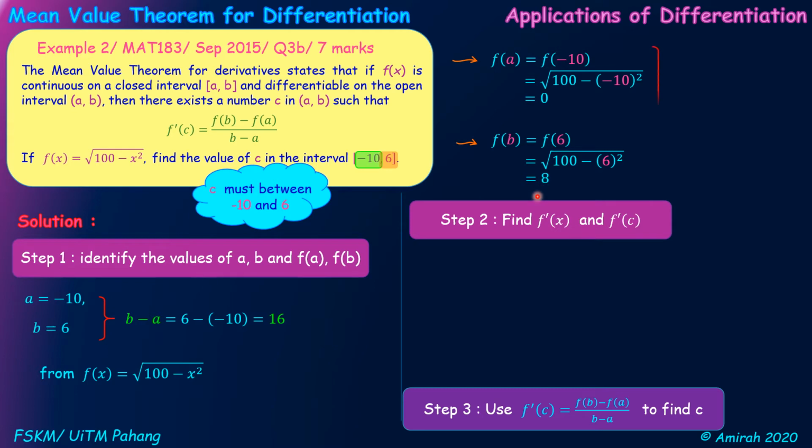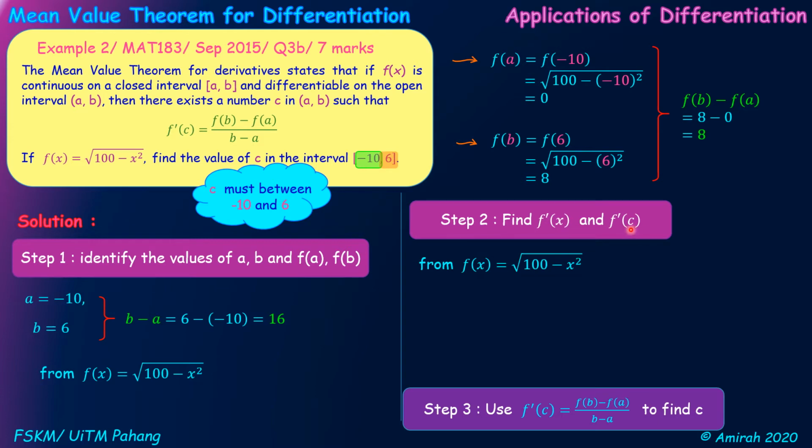Alright, after that, we can find f(b) minus f(a). So f(b) equals 8 minus f(a) equals 0. So our f(b) minus f(a) equals 8. Okay, so now we have found the value of the right hand side, f(b) minus f(a) over b minus a. Alright, then we can continue with step 2.